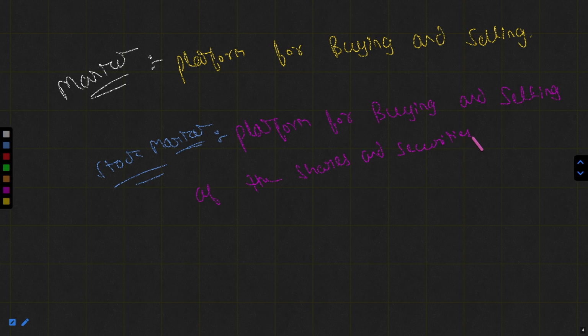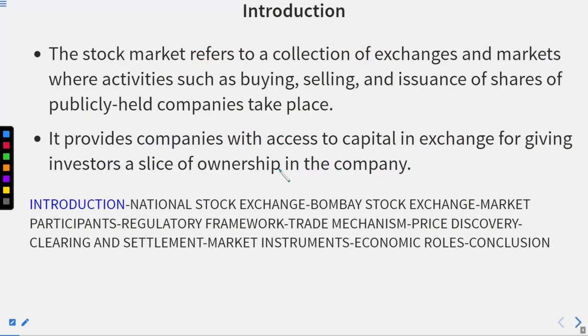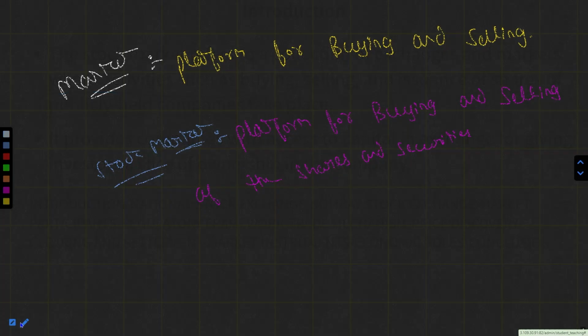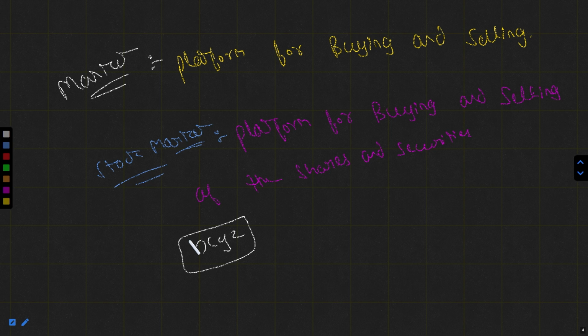All right, and here you can see the phrase written down: publicly held companies. What do you mean by publicly held companies? If I ask you that XYZ is a company, and you are required to identify whether it is a public company or a private company, how will you do it? Come on, think about it. How will you tell me whether it's a public company or a private company?